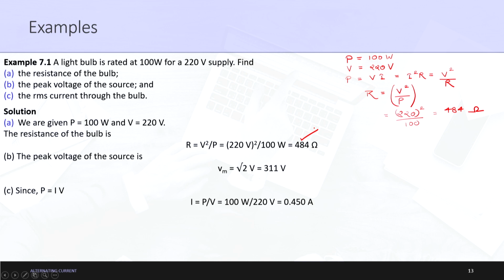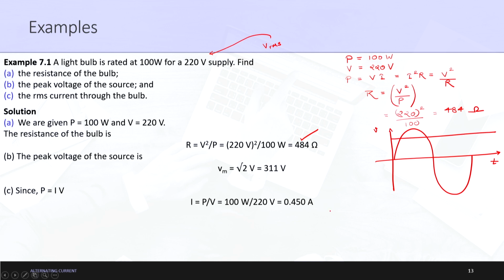Next thing is find the peak voltage of the source. Okay, quite evident. We have understood this concept in the last part also. So, what is this 220 volt basically? This 220 volt is equal to Vrms. Okay. So, what is this Vrms? Let us suppose this is the sinusoidal waveform. Let us say this is some time t, this is some voltage V. So, actually this is the Vrms value. They are trying to ask you what is the value of Vm.